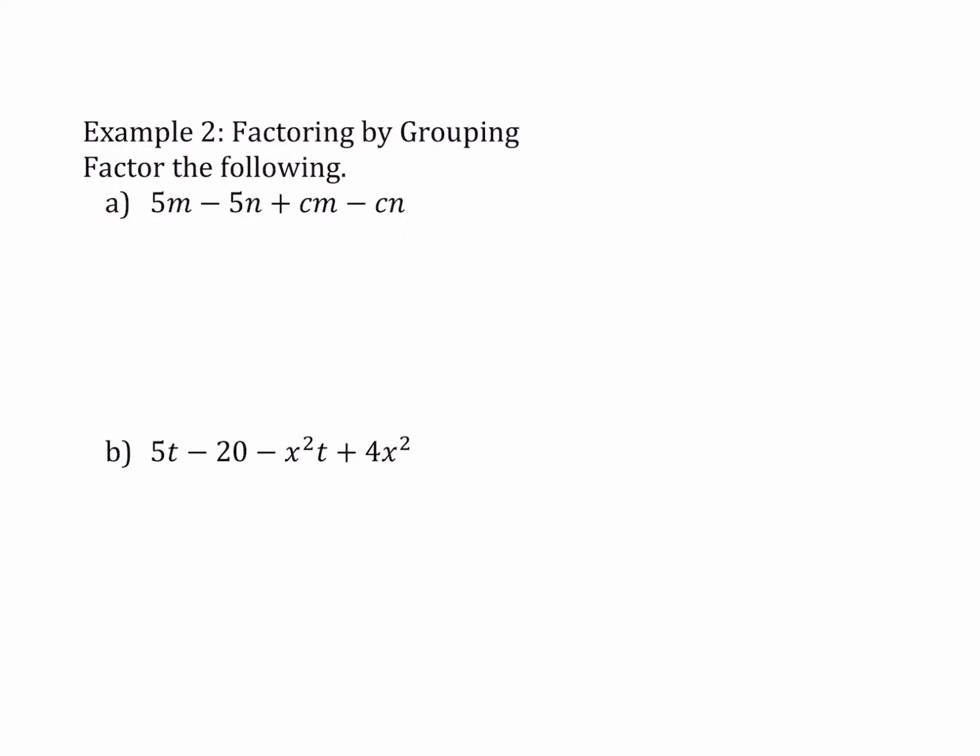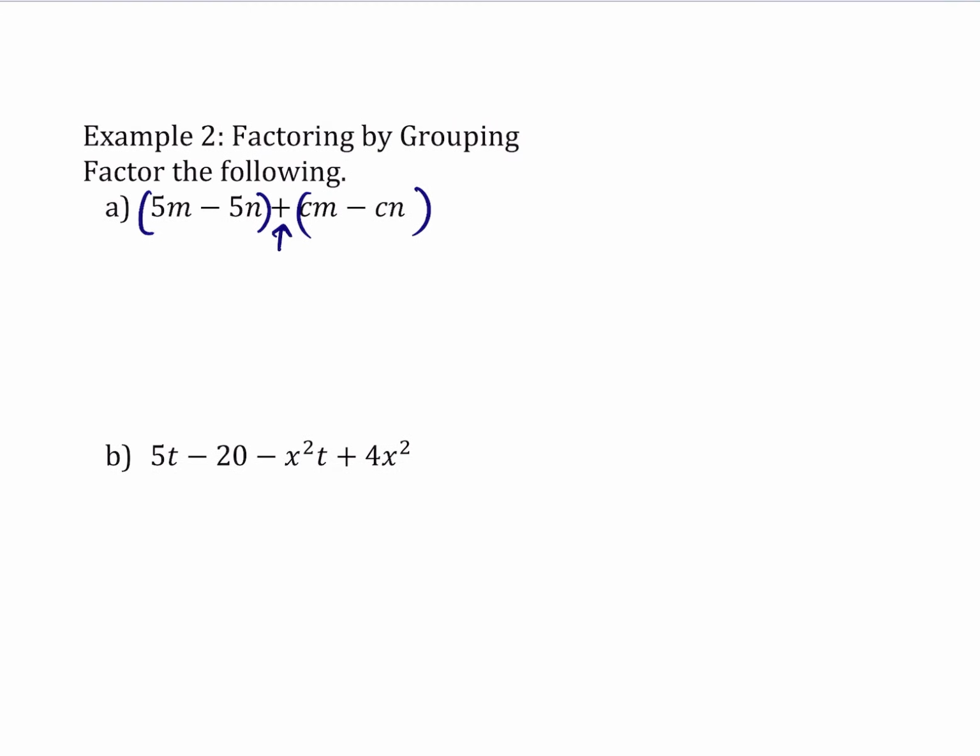Moving on. Factoring by grouping. Factor the following. So looking at letter A, factoring by grouping, essentially we're just grouping it into two different binomials, factoring a monomial out of each of them, and then doing another step after that. So first thing I'm going to do is group my things. So I'm going to group 5m and 5n together, and then cm and cn together. I'll do that by just drawing some parentheses right here. When you have a plus as your middle term, an addition sign in the very middle, it's very easy. All you have to do is just draw the parentheses.